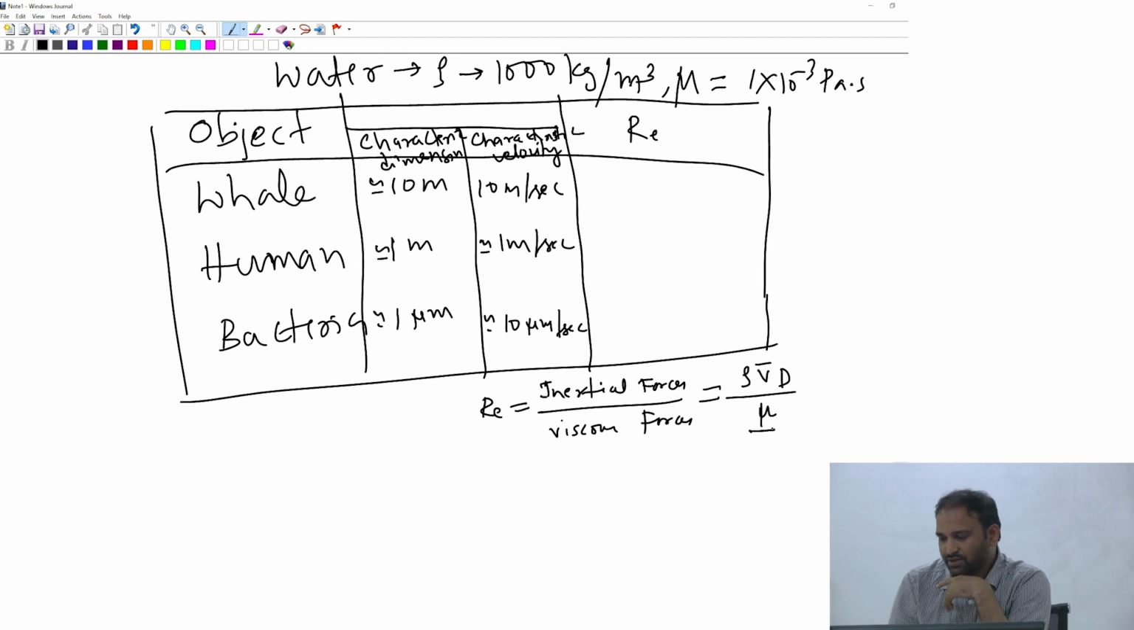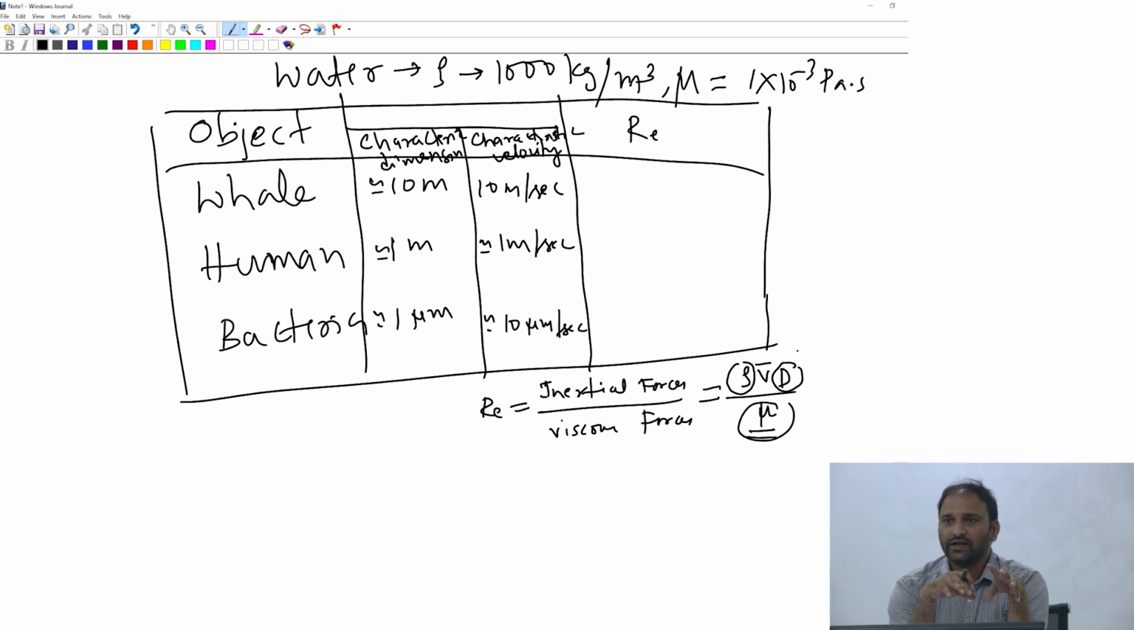So mu is the viscosity of the fluid, right? That's given to you. What about rho? Rho is the density of the fluid, that's also given to you. What do you say about d? D is your characteristic dimension, right? When you talk about flow through a pipe, typically d is going to be the diameter of the pipe.